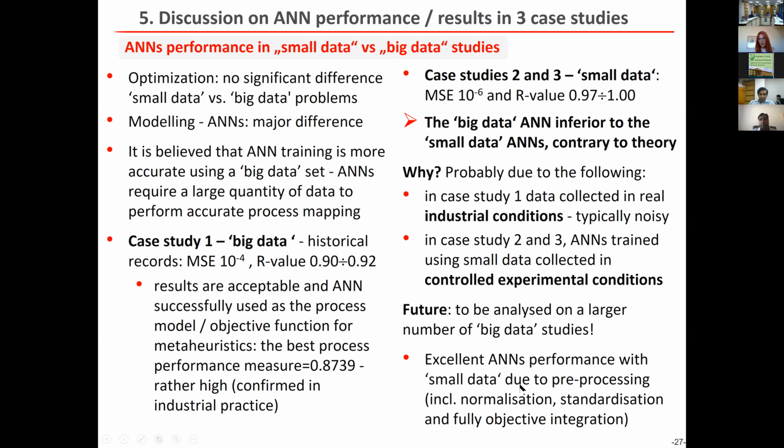And yeah, let's just comment, because frequently when I publish a paper on this topic using such a small amount of data, people ask me, but how come you manage to get such an excellent network with such a small amount of data? It is because of this pre-processing method, that includes normalization, standardization, and very important, fully objective integration of several objectives into one.